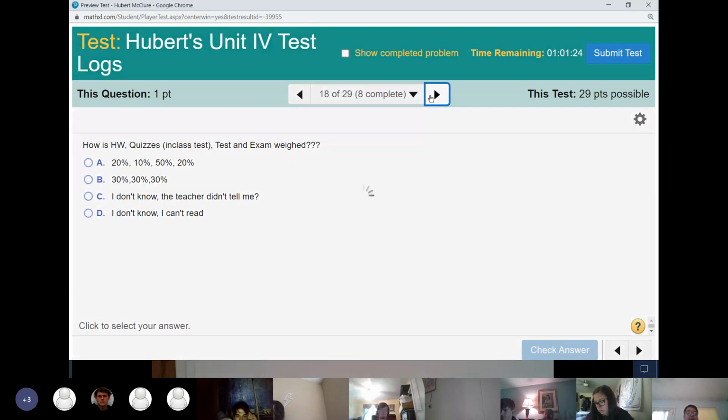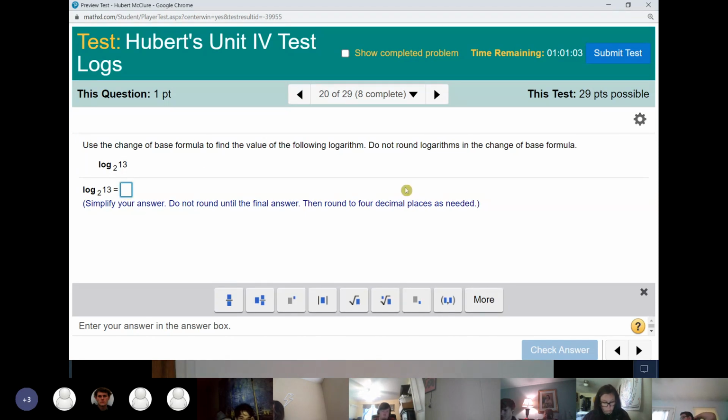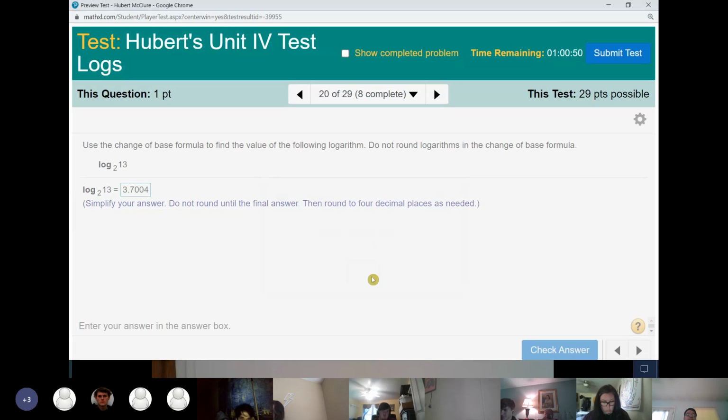Okay, we only got 5 minutes left, so I'm going to narrow it down to just things that we haven't covered. Okay, change base. Somebody tell me what that is, and do it in your calculator. Give me 4 decimal places. 3.7004. Yep. That'd be the log of 13 over the log of 2.